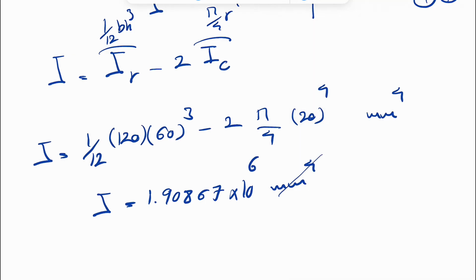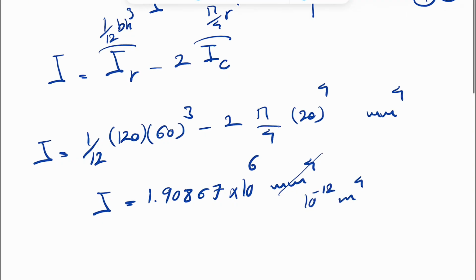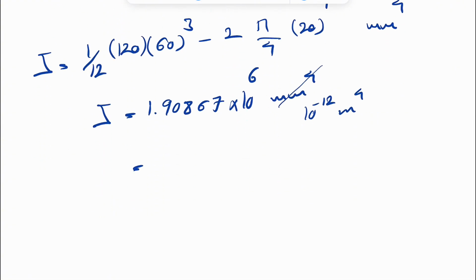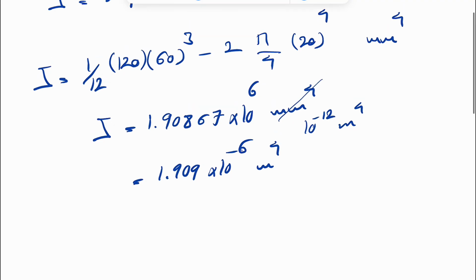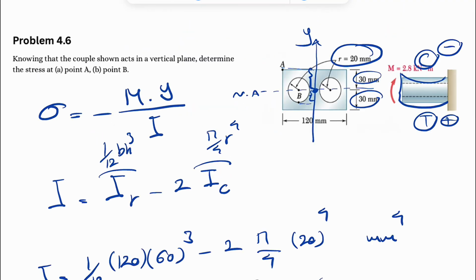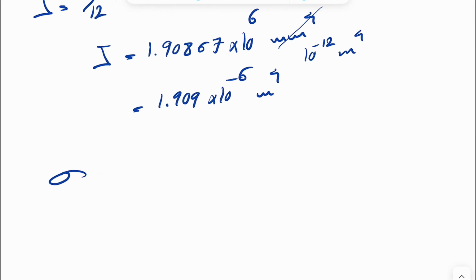And if we want to switch this to meter to the 4, we multiply by 10 to the minus 12. So we can also write this as 1.909 times 10 to the minus 6 meter to the 4. Now that we have this, we just have to plug it into our formula for the 2 points that we have. Let's start with point A. We can see our y for A is going to be 30 millimeters. So let's show it with a negative.